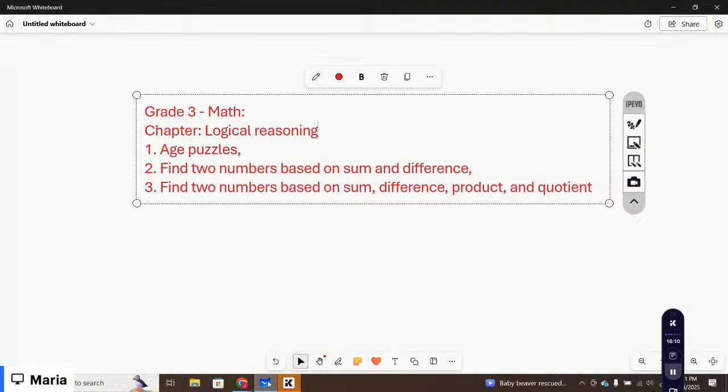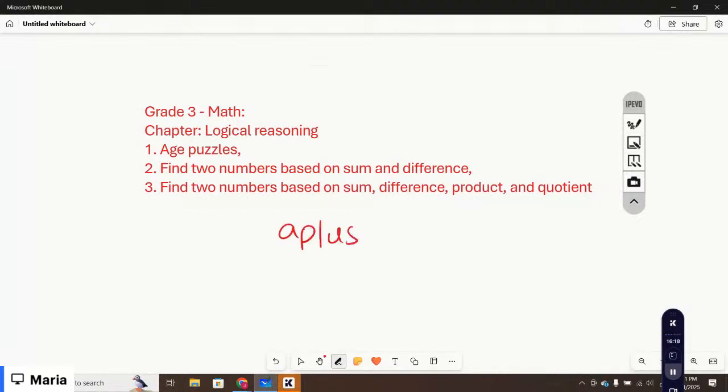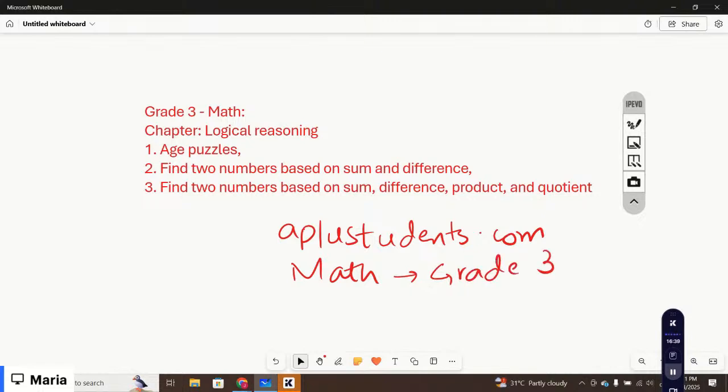You can find all the lessons on aplusstudents.com. You have to log in here using your email address and password provided by the administrator. Then you have to select math from the subject tab, scroll down to grade 3 math, and then click on view all lessons. There you can find the list of the chapters. We're going to start with the chapter logical reasoning.